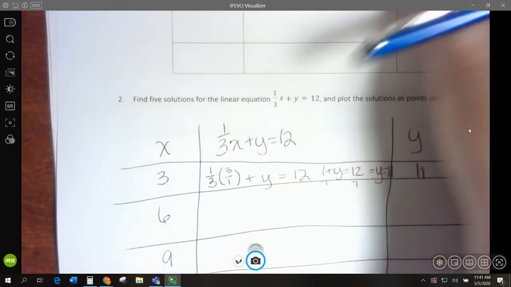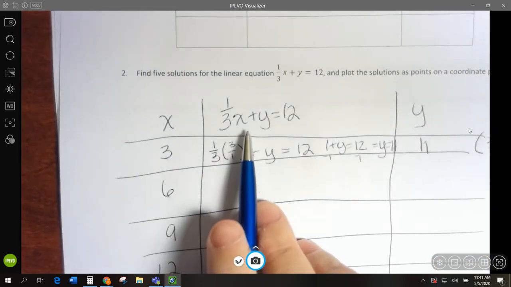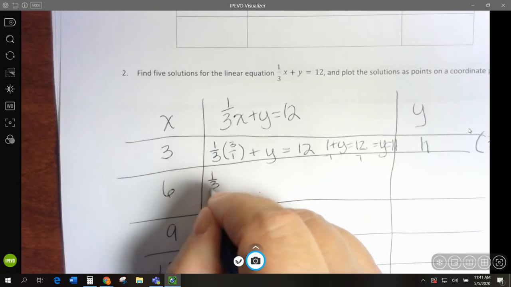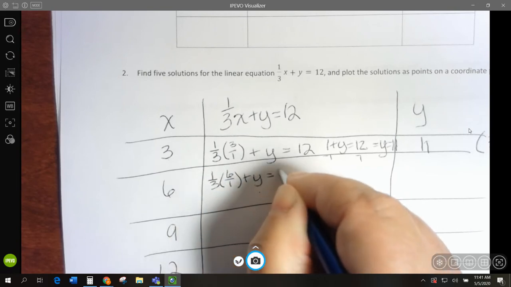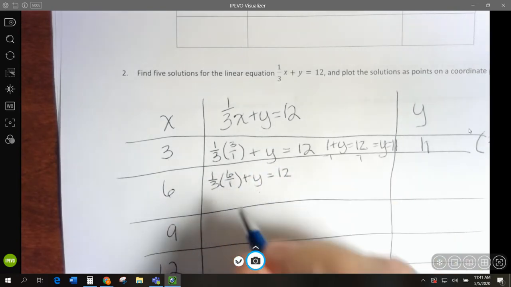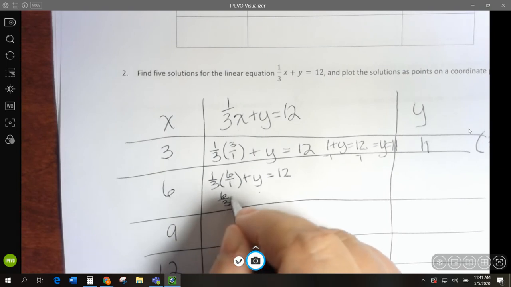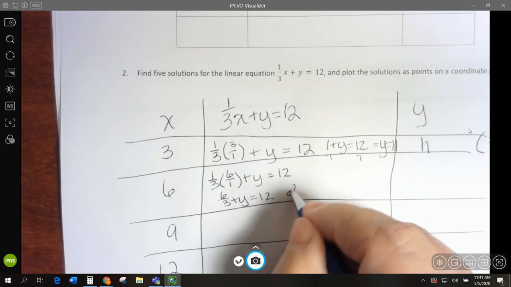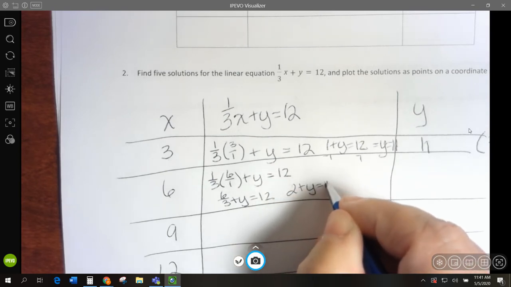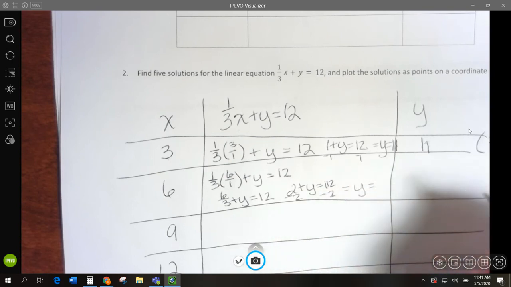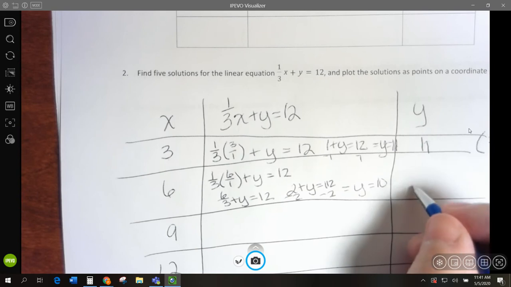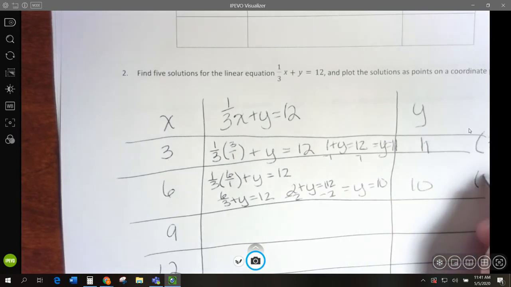Our next one, we're going to put in 6 for x. So we're going to have 1/3 times 6 over 1 plus y equals 12. This is going to be 6 over 3 plus y equals 12. 6 over 3 is 2. 2 plus y equals 12. Minus 2 from both sides, and y is going to equal 10. So we're going to have 6, 10.